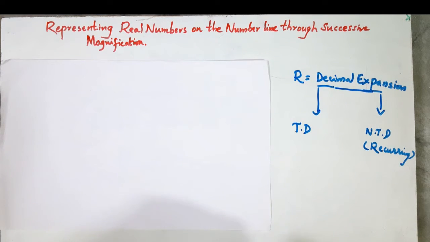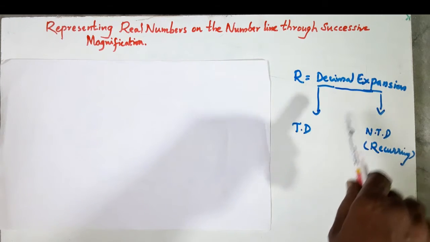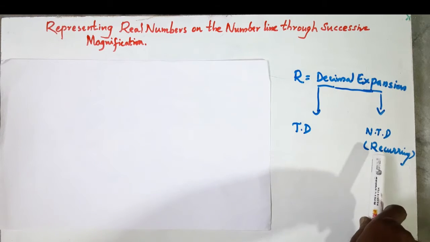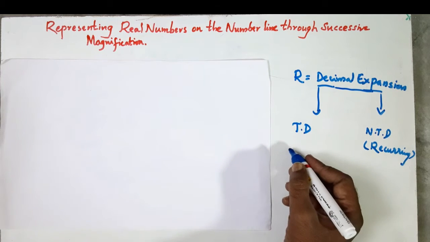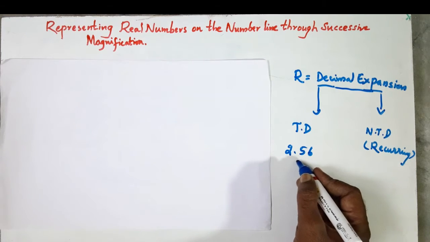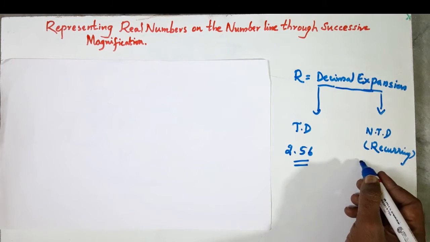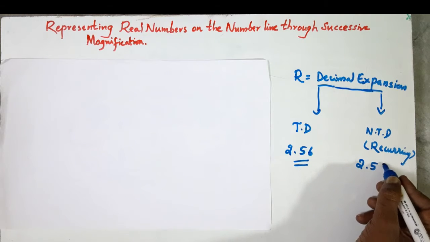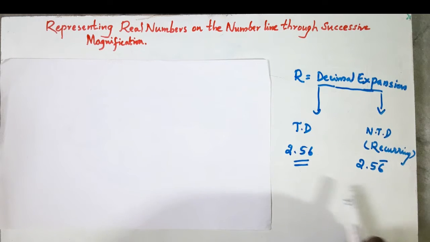In the previous videos we learned that real numbers have decimal expansions, and those expansions are either terminating or non-terminating recurring. So what are terminating decimals? We know that 2.56, where the remainder becomes 0, is called a terminating decimal. And for non-terminating repeating decimals, 2.56 with the bar on 6 is a recurring decimal. Such decimals are called terminating and non-terminating decimals.